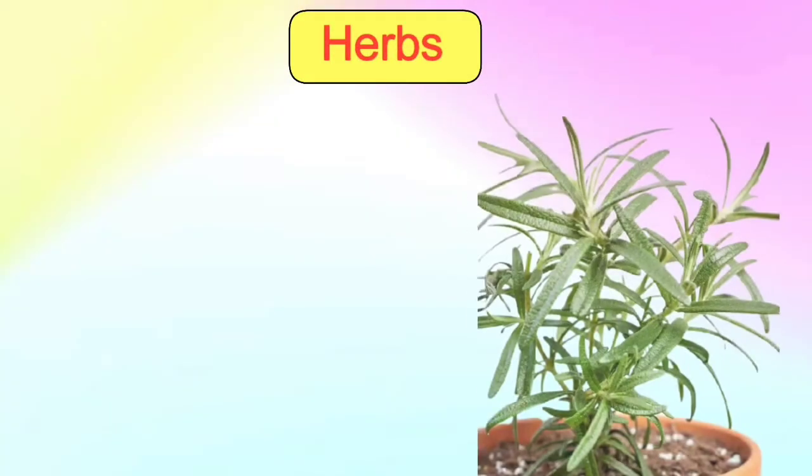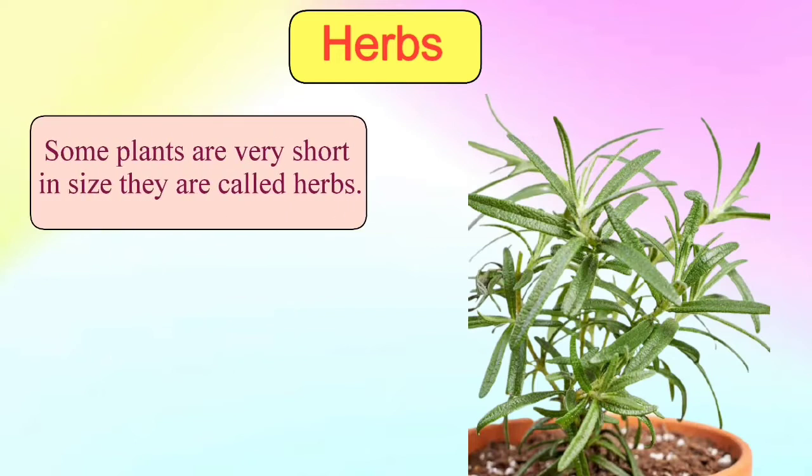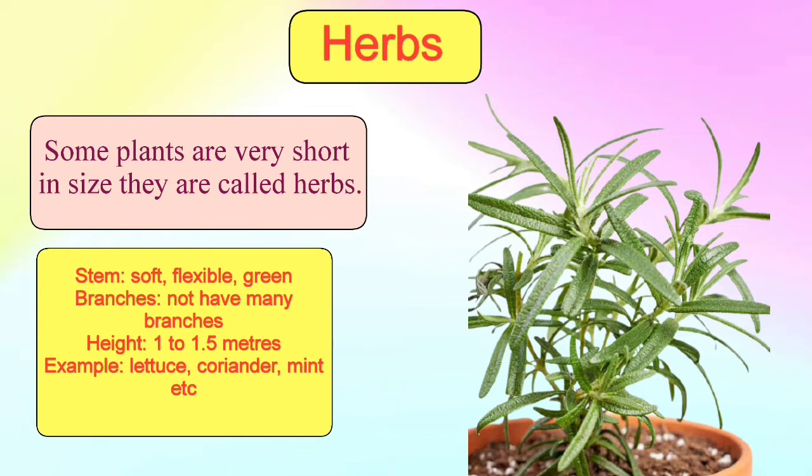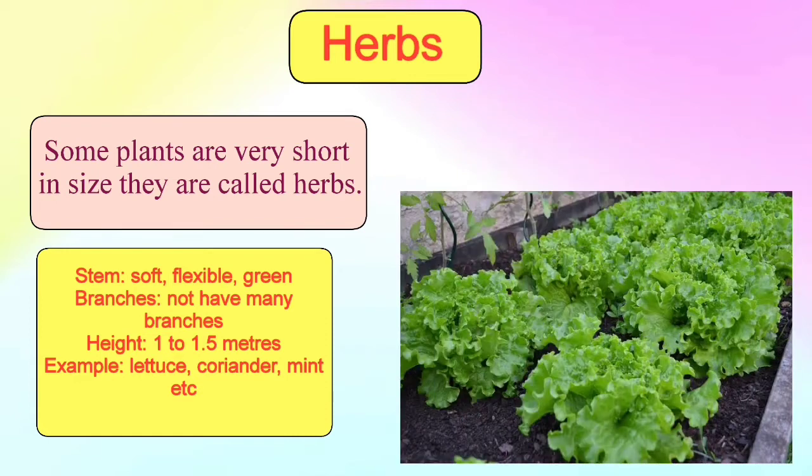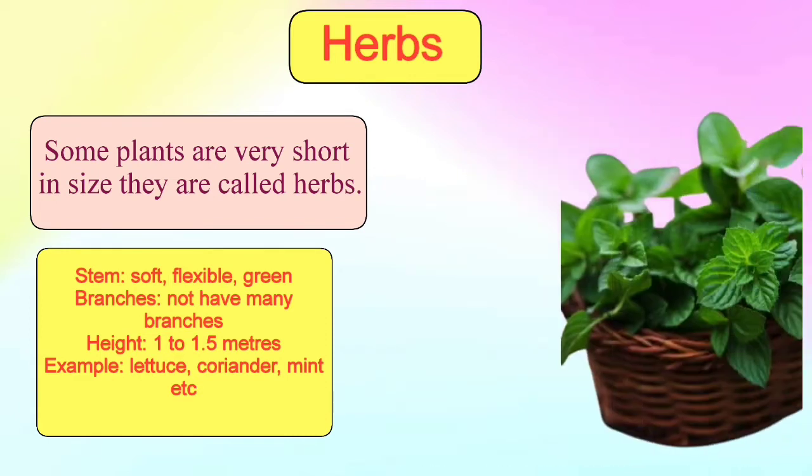Herbs. Some plants are very short in size. They are called herbs. Stem of herbs are green, soft, and quite flexible as compared to those of trees and shrubs. They do not have many branches. Herbs grow up to 1 to 1.5 meters tall. For example, lettuce, coriander, mint, etc.